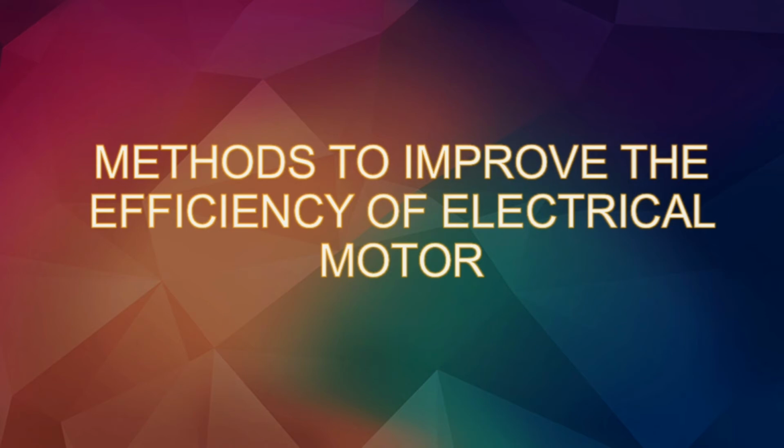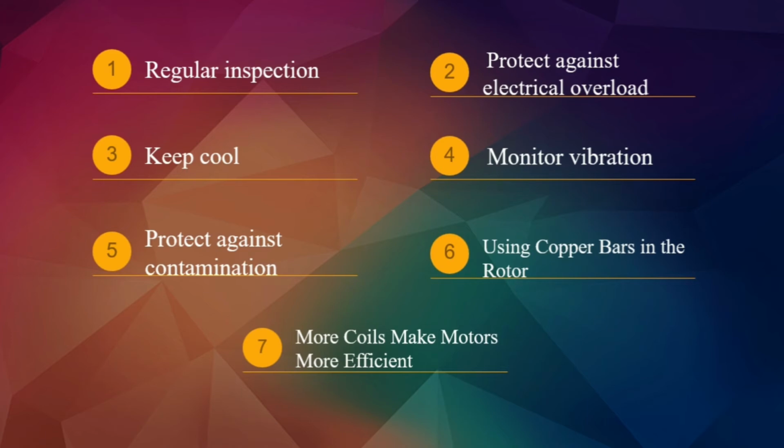I would like to explain about methods to improve the efficiency of electrical motor. The first method is regular inspection. The most common cause of motor failure is low resistance. This occurs when the insulation of the winding is degraded by adverse conditions such as overheating, corrosion, or physical damage, leading to insufficient isolation between winding, leakage, short circuit, and eventually motor failure.